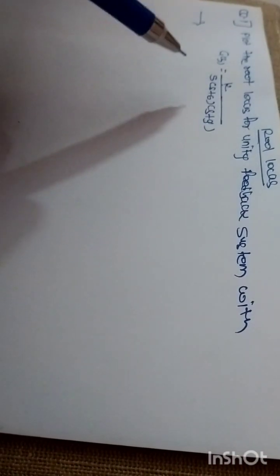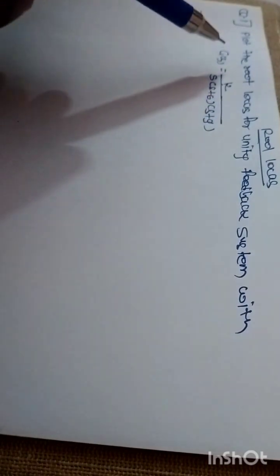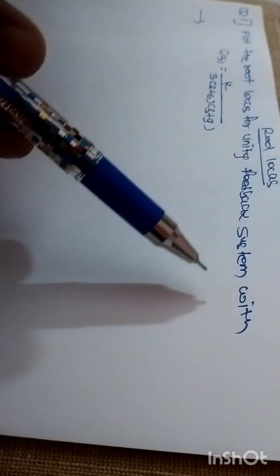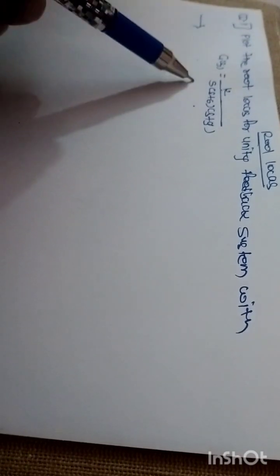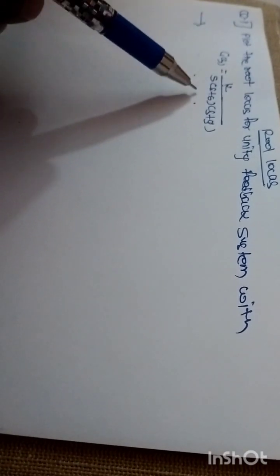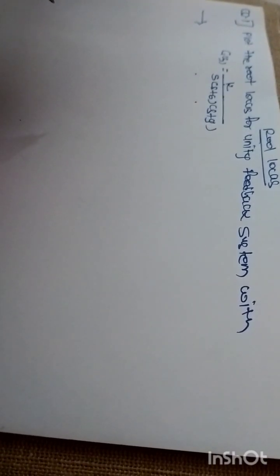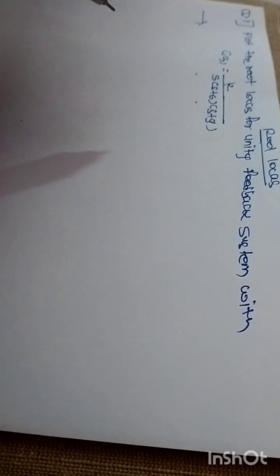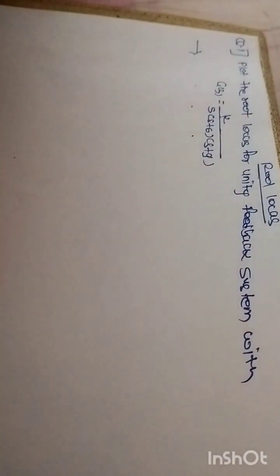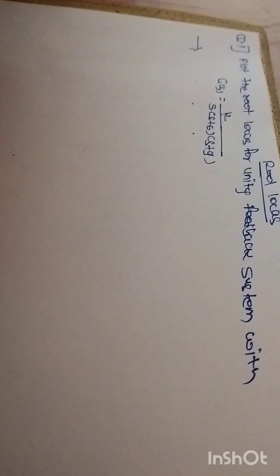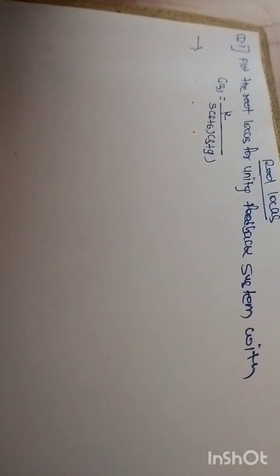As you can see, the objective here is to plot the root locus for a unity feedback system whose open loop transfer function is G(s) = K / (s(s+6)(s+9)). While plotting this root locus, we need to follow certain design steps. So we will go through design step number 1 for this root locus technique.